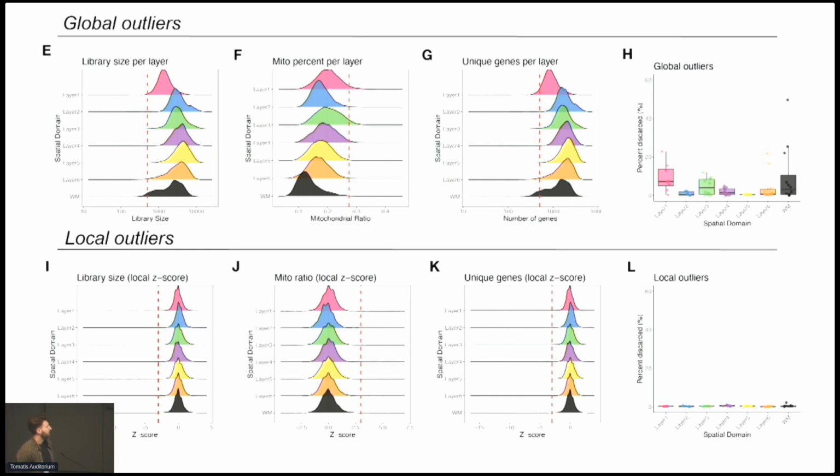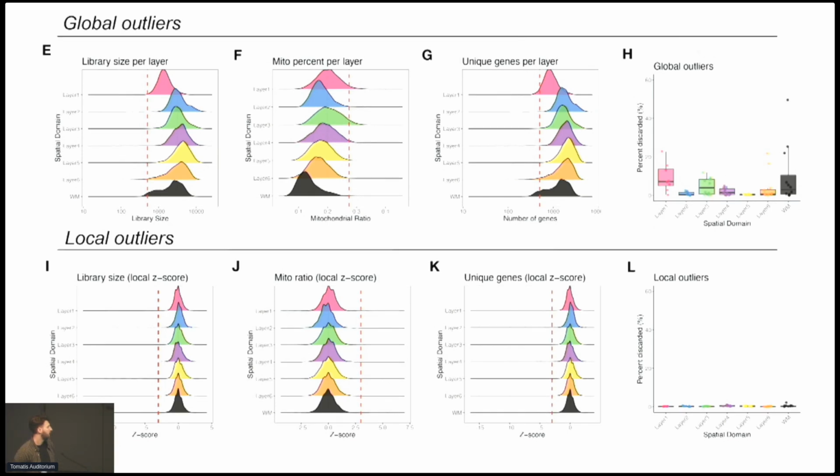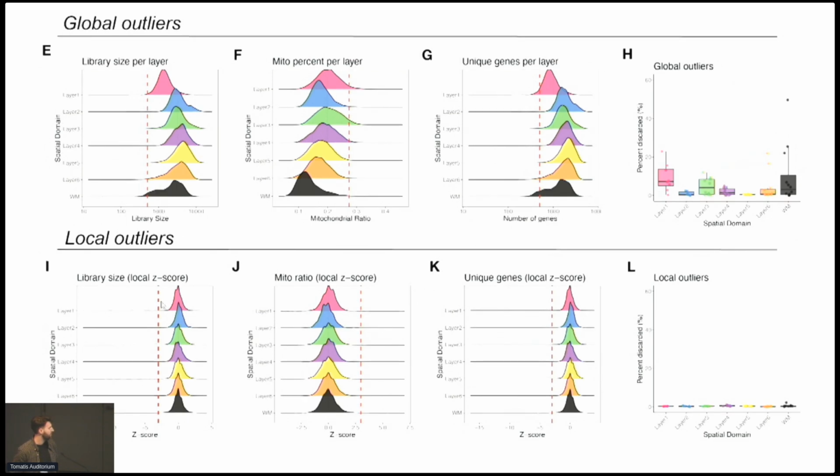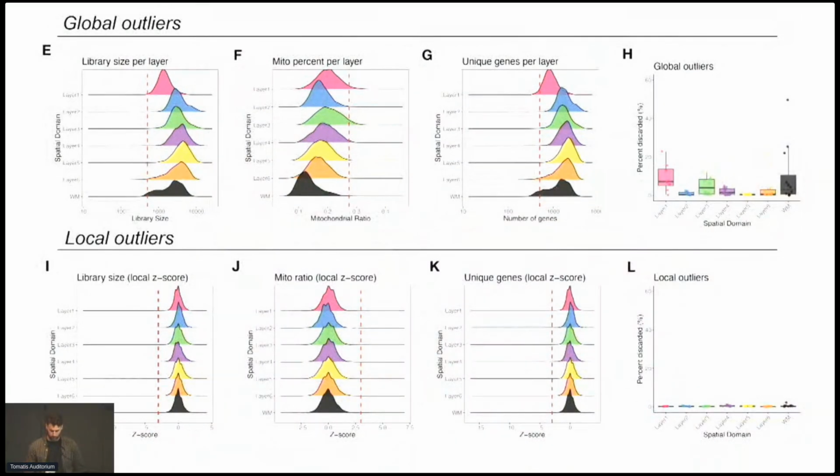But now, if we look at the Z normalized data from SpotSweeper, it really fixes a lot of these distributions within the library size, the mito ratio, and unique genes. And so now we've reduced that bias, so that we're no longer excluding spots based really on the spatial domain, but also retaining a lot of those spots.